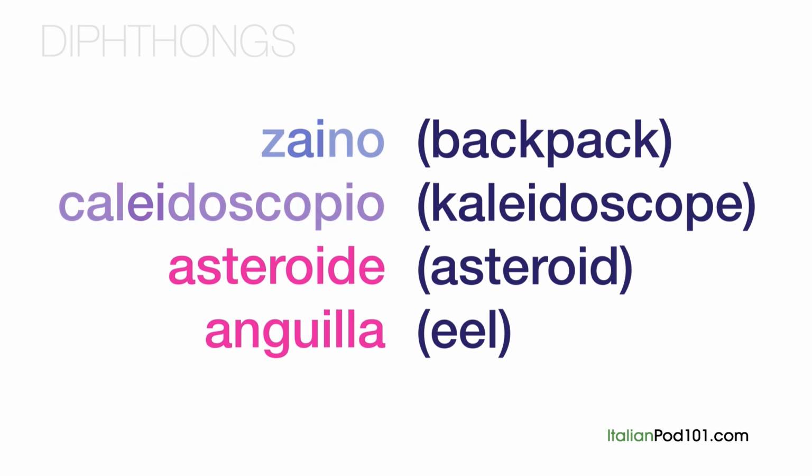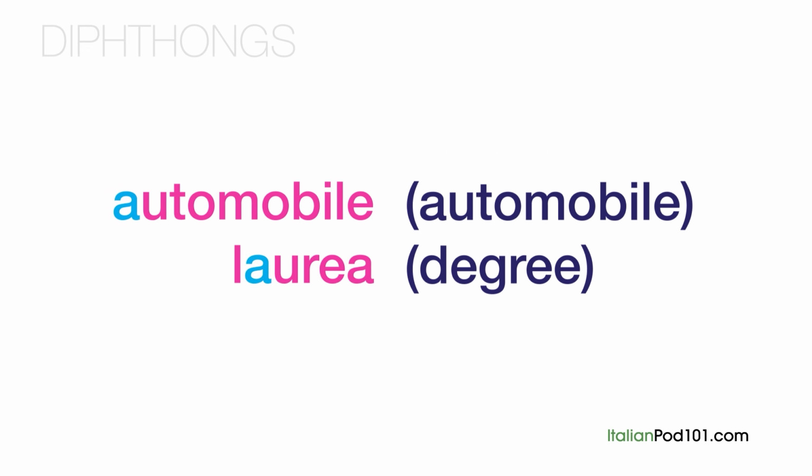Zaino, caleidoscopio, asteroide, anguilla. Same if an A or an E is followed by a U. Automobile, laurea. Okay, I think you got the hang of it.